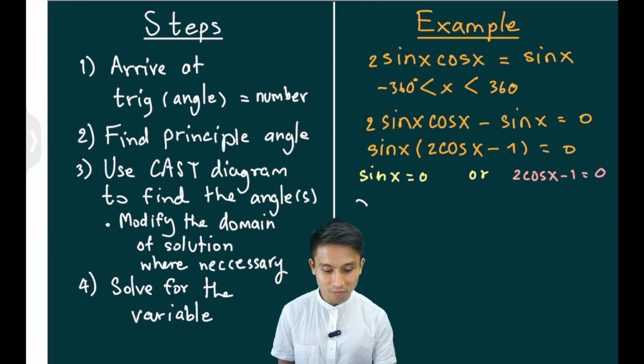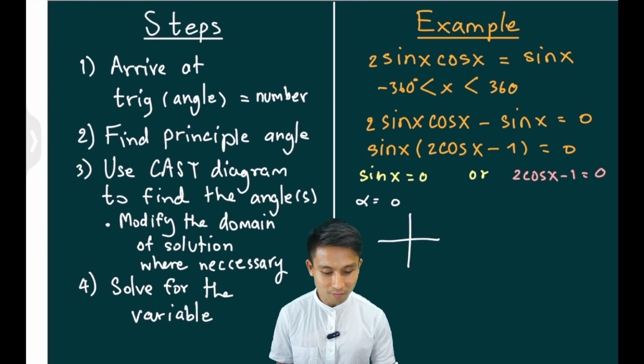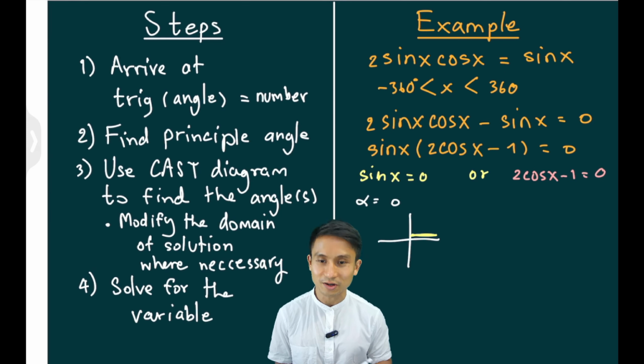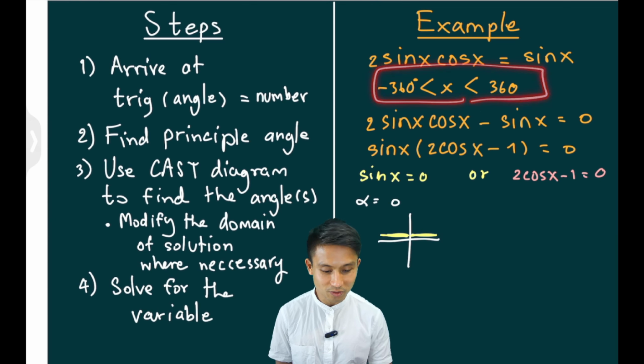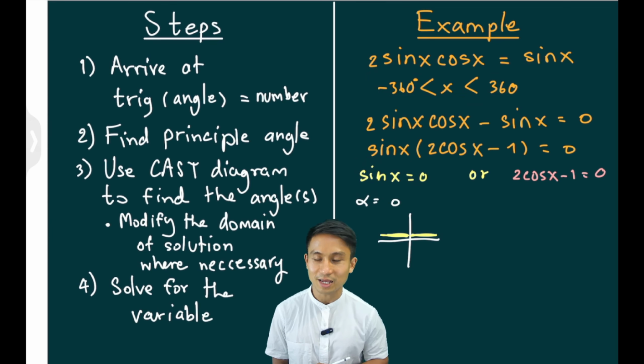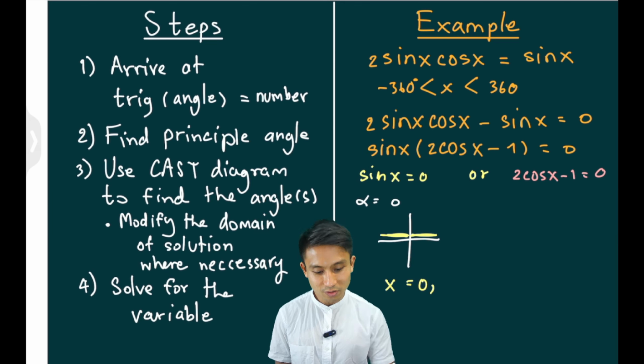The principal angle for this one is basically just 0. So if you have 0 here, that means the CAST diagram will look something like this: one line is the initial line itself, and the other line will be this line. The first one is 0, and 0 is in the domain here. We don't need to modify the range because that's already x. The answer to the first one will be 0, and then you go to the next one being this line, which is 180.